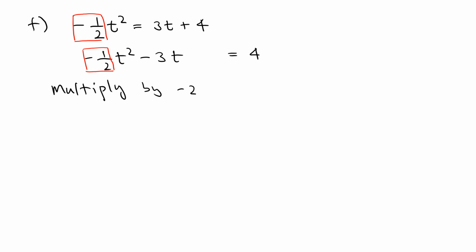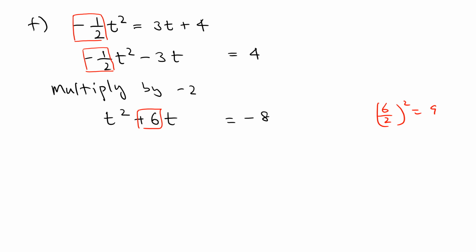When you do that, you can see that this simply becomes t squared, and multiplying by negative 2, this is going to become positive 6t. The other side is going to be negative 8. Now this is a very simple problem after we do that, and we're going to get half of this coefficient squared. We have done this several times. I'm still writing it for completeness.